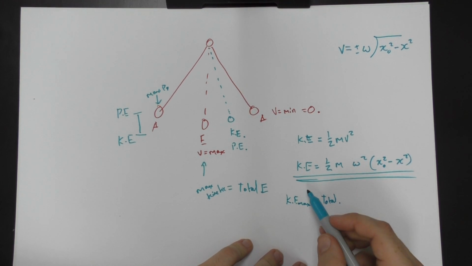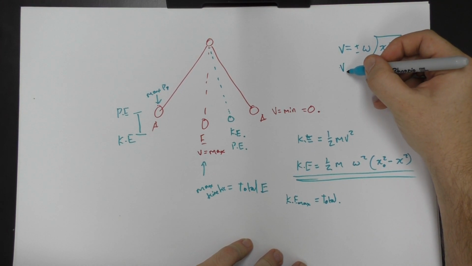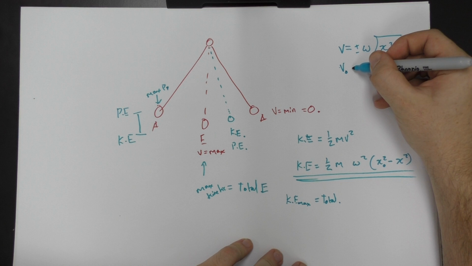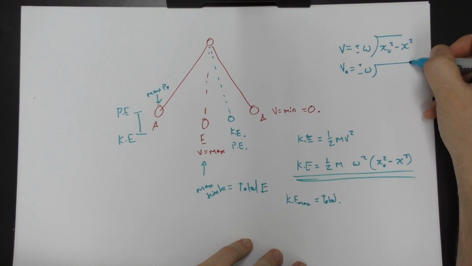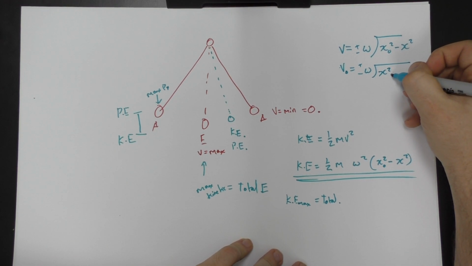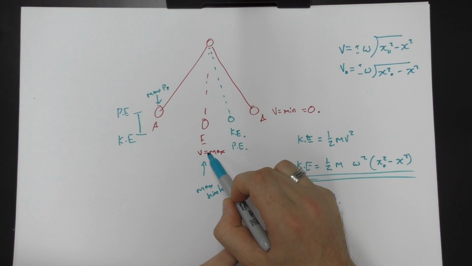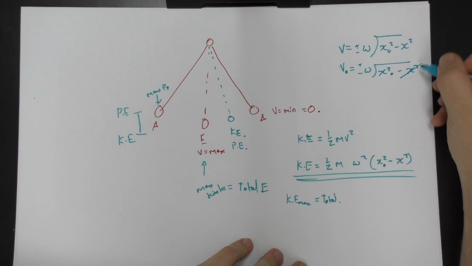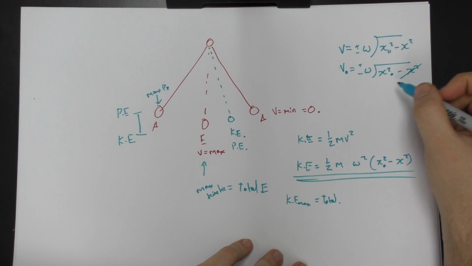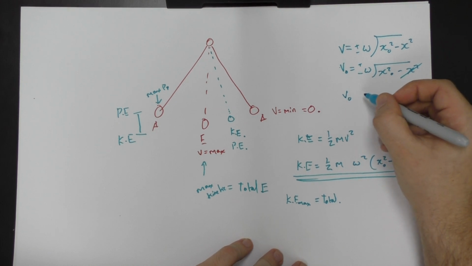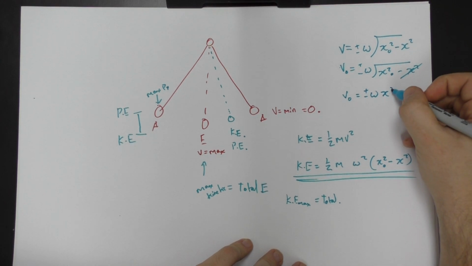So if we change this equation for a maximum, what you'll remember is that V max, or V naught, however you want to put it, is plus or minus omega square root of x naught squared minus x squared. But obviously when V max is the case, that means x equals 0, so we can get rid of that value. Then the square root of x naught squared is just going to be x naught. So we end up with V naught is equal to plus or minus omega x naught.